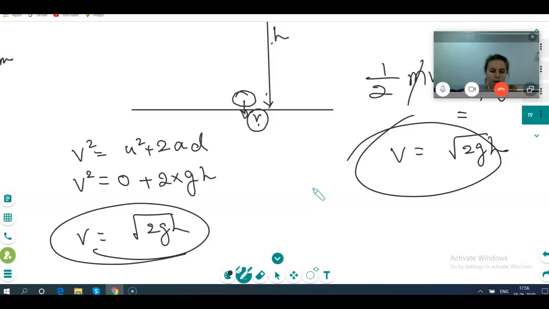In physics, it is not possible that there is only one way we can solve it. Many ways are there. We can apply the conservation of energy and get the velocity. Correct or not?